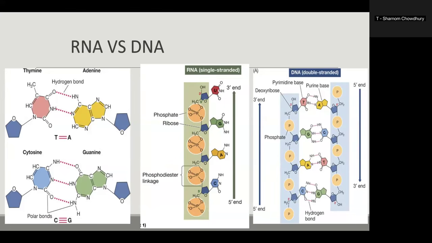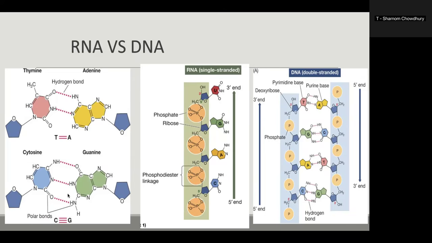Furthermore, RNA is typically single-stranded. It's very rare to find double-stranded RNA, whereas DNA is always double-stranded. So adenine binds with uracil in RNA, and RNA is typically single-stranded, while adenine binds with thymine in DNA, and DNA is typically double-stranded. Furthermore, adenine and thymine have two hydrogen bonds, cytosine and guanine have three hydrogen bonds.